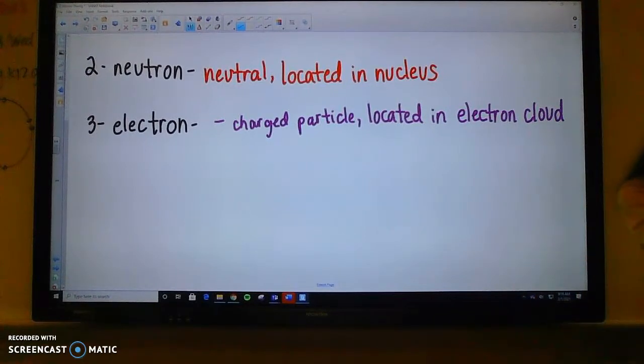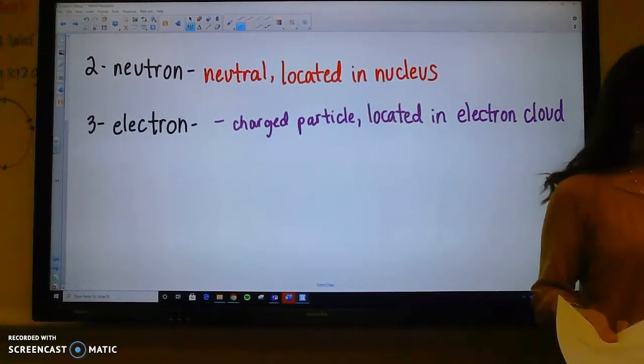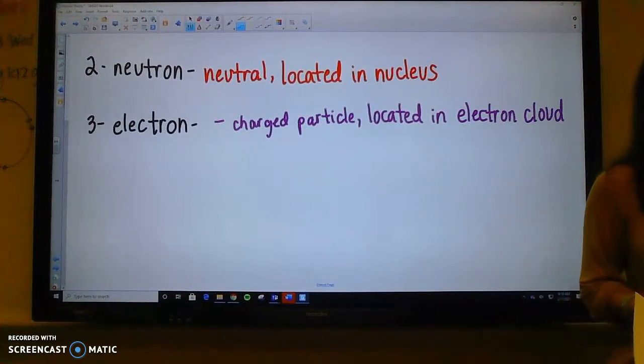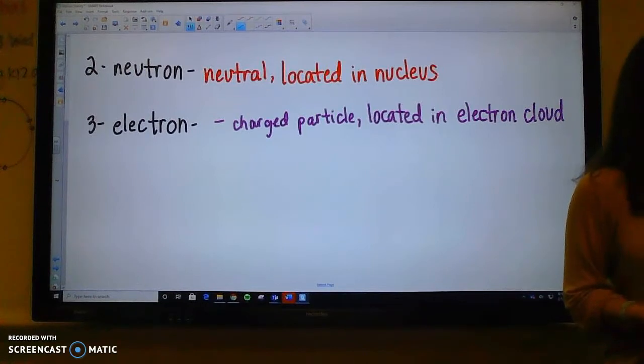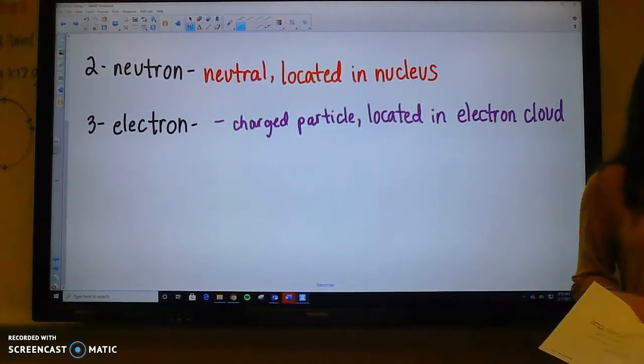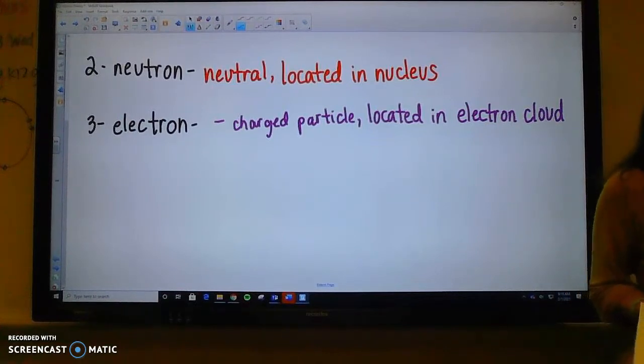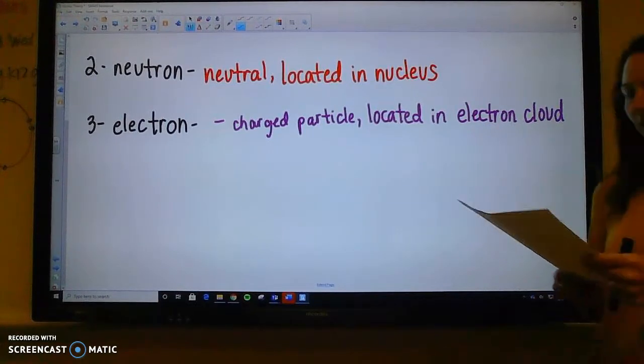And electrons, we're going to have a whole unit devoted to electrons. They're super, super important. They determine all kinds of chemical properties, some physical properties, but the chemical properties, how these things react, whether they're magnetic or not, whether they conduct electricity or not, all kinds of things.